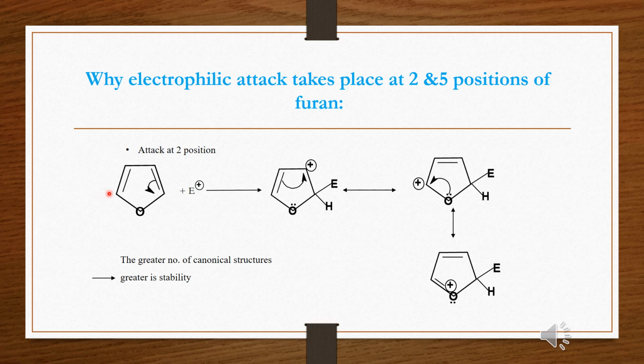If we are considering the electrophilic attack at the second position, this bond will break and give its electrons over here, due to which there is a positive charge, which will get neutralized by shifting this bond over here. Then the charge will come to this side. Now this oxygen will give its electrons towards this positively charged carbon, and then the positive charge will come on this oxygen. So if you compare, here there are more canonical structures than in the previous one, the attack at the 3 position. So the greater the number of canonical structures, the greater the stability.